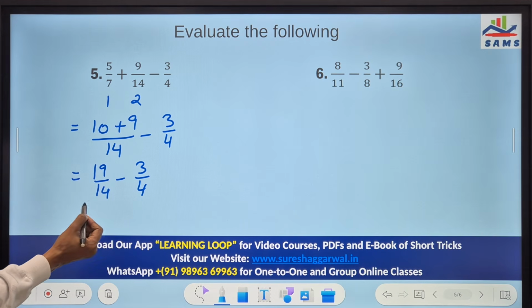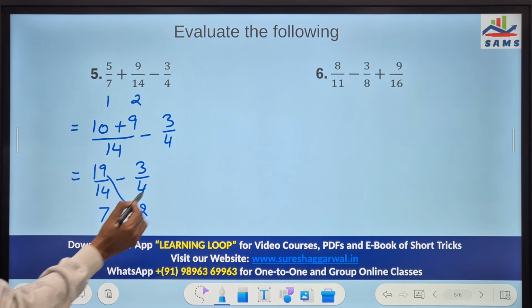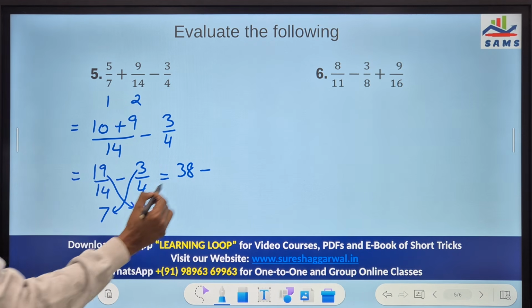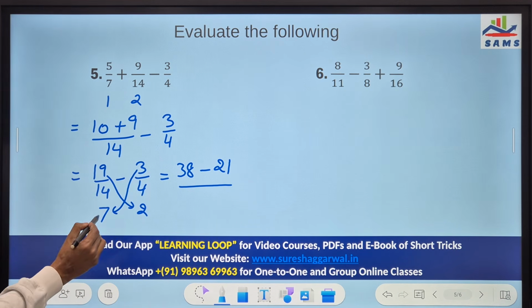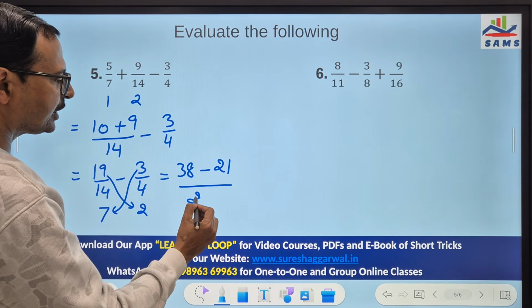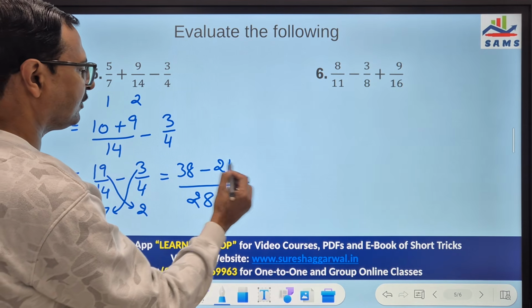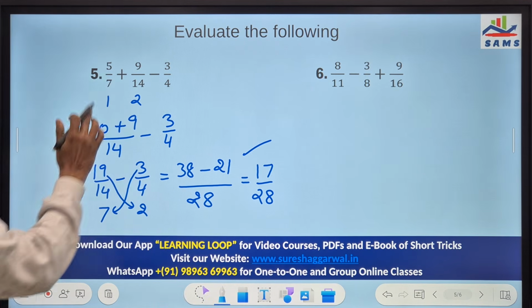4 and 14 are divisible by 2. So this is 7 and 2. 19 2s are 38 minus 3 7s are 21 over 14 2s are 28, or 7 4s are 28. So the answer for the question will be, this is 7 and 1, 17 over 28. That is the answer for the question.